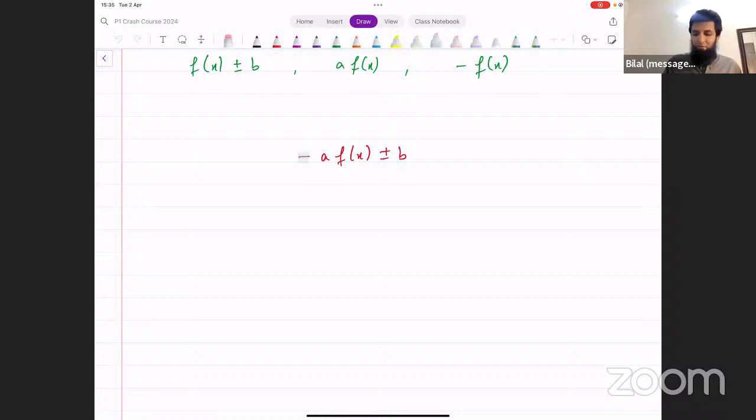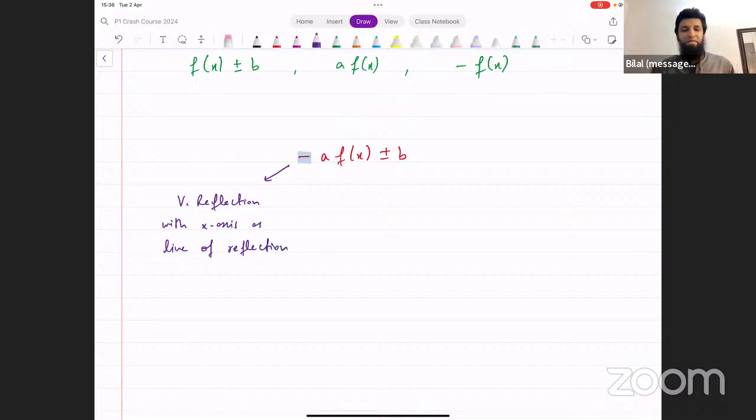Now, when you multiply by the negative sign, what you have is a reflection, right? It's a vertical reflection, of course. How do you describe reflection? You would say, when it's a vertical reflection, x-axis is the line of reflection. Now here, it's important to write down the line of reflection. That is the important part of the description. You would say it's a reflection with x-axis as the line of reflection.